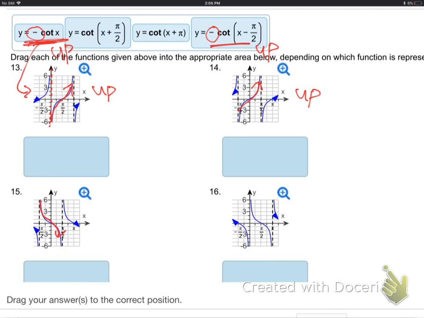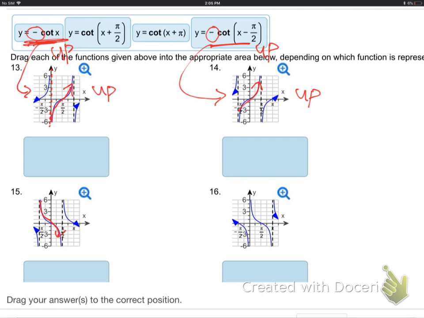Good question. Everybody see this first one is the negative cotan because his two dotted lines are at 0 and pi. It's hard to see the 0 and pi, but you can see pi over 2 is in the middle. So that must be 0 and pi. So therefore, the other one, 14, must be the other negative cotan because that's going up.